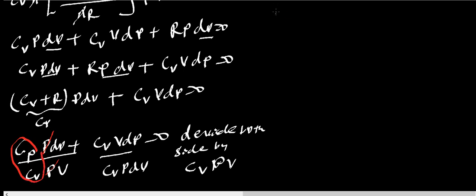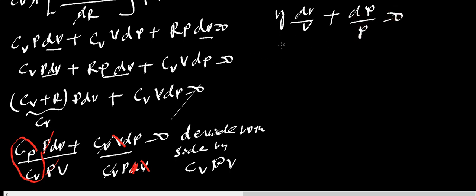Then gamma times dV over V plus dP over P is equal to zero.